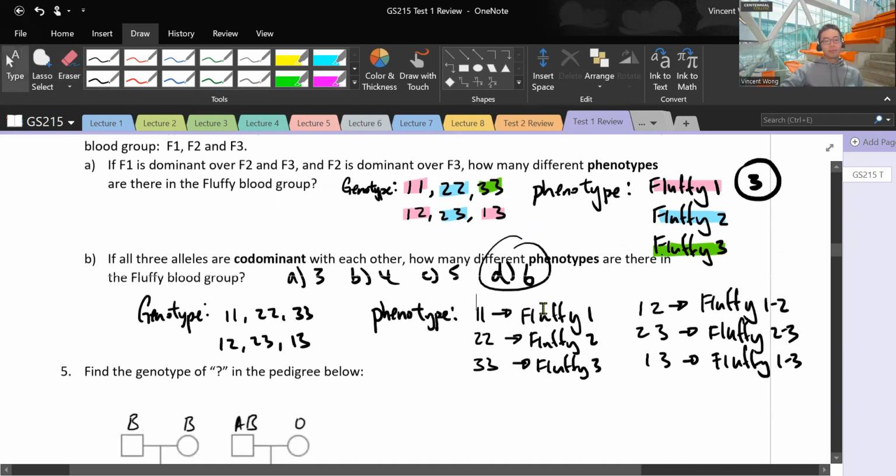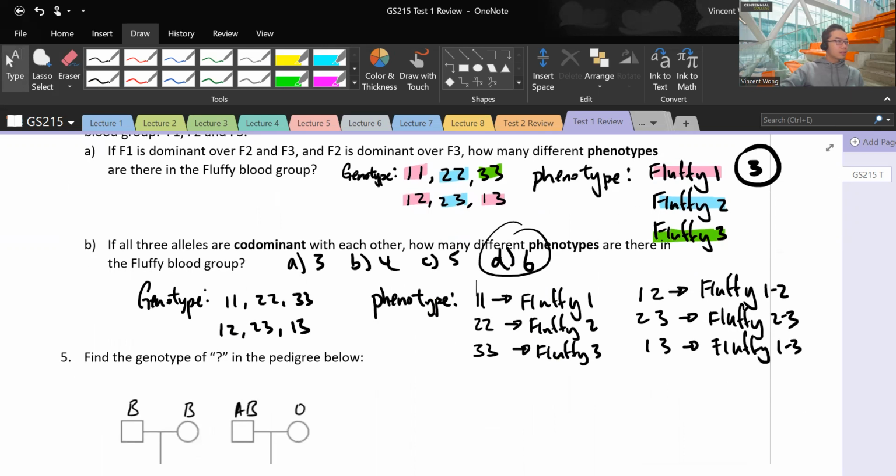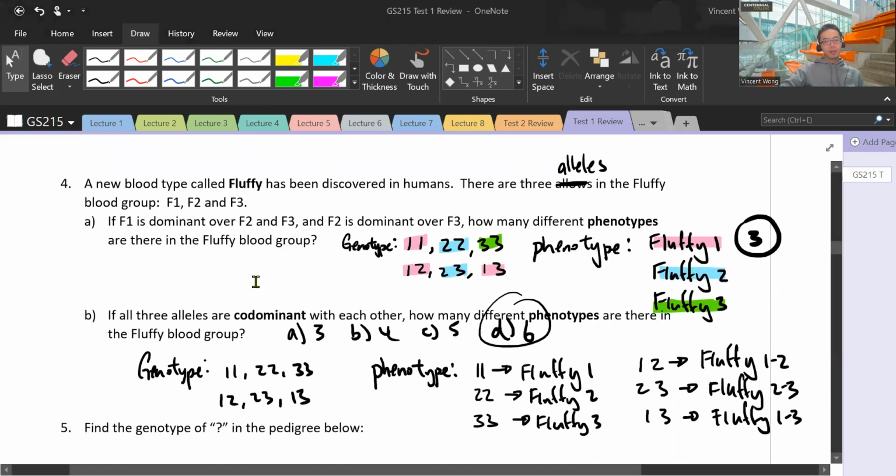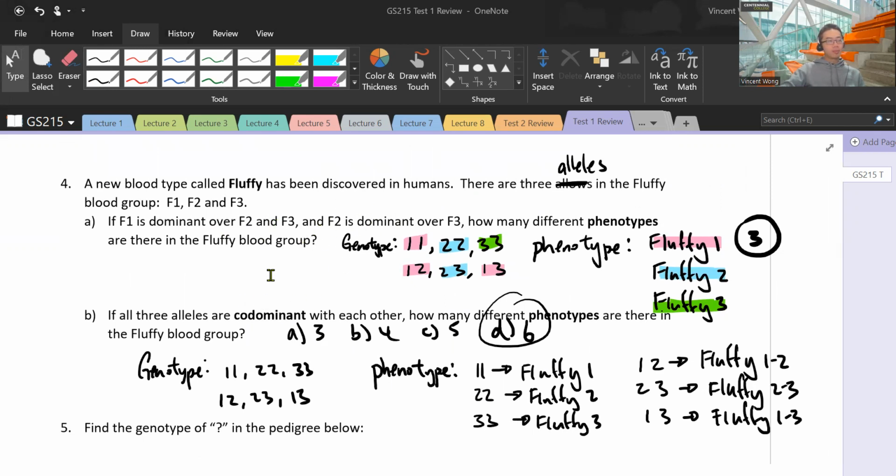Any questions before we move on? Don't just memorize the answer. On the test, you have to understand what's codominant and what's dominant, and it might be a combination of these things. Make sure you read the questions carefully. All right, moving on.